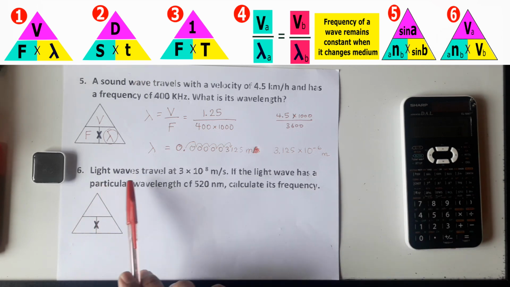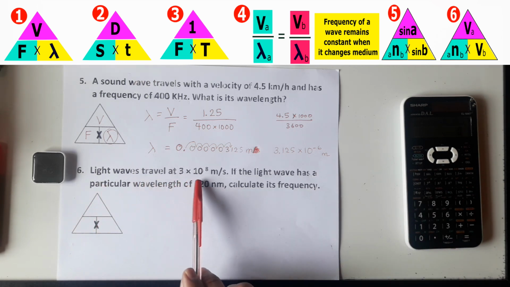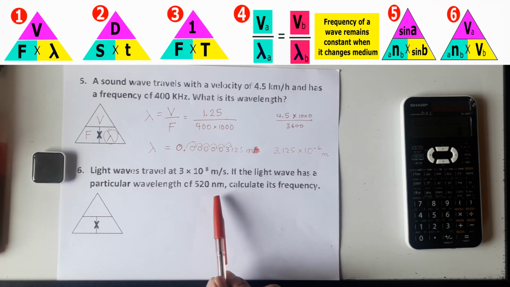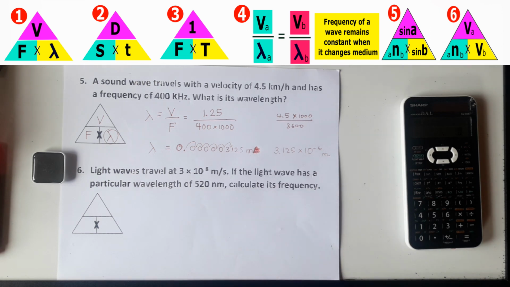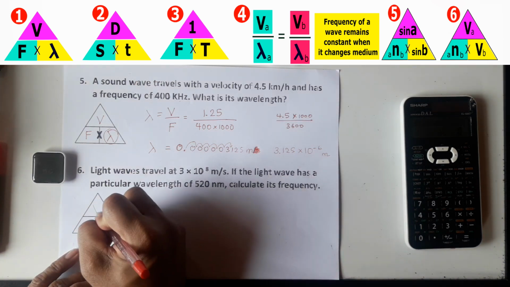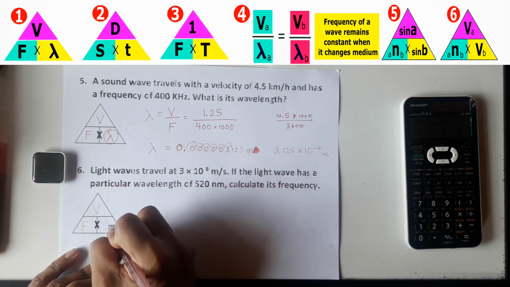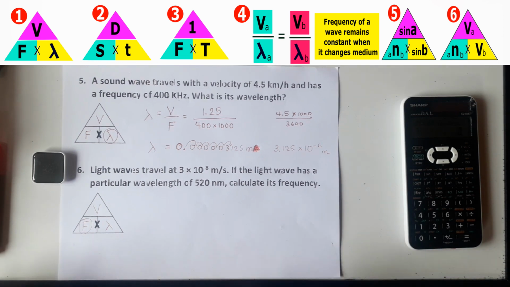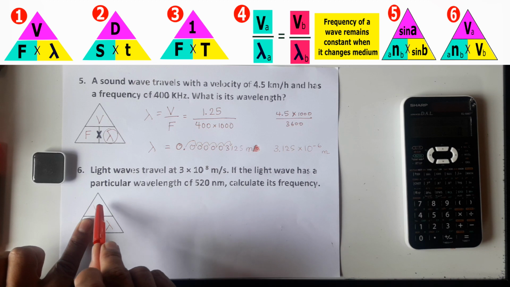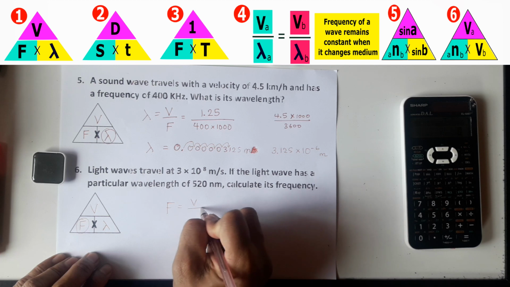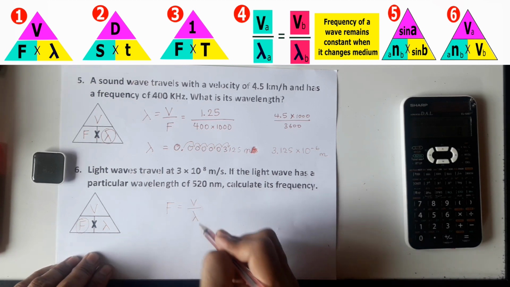All right, light waves travel at 3 multiplied by 10 to the power 8 meters per second. If the light wave has a particular wavelength of 520 nanometers, calculate its frequency. Well, this is the first formula again. Velocity is frequency multiplied by wavelength. What are we trying to find? The frequency. So to find frequency, we just block the F. That's just velocity divided by wavelength. So frequency is equal to velocity divided by wavelength.